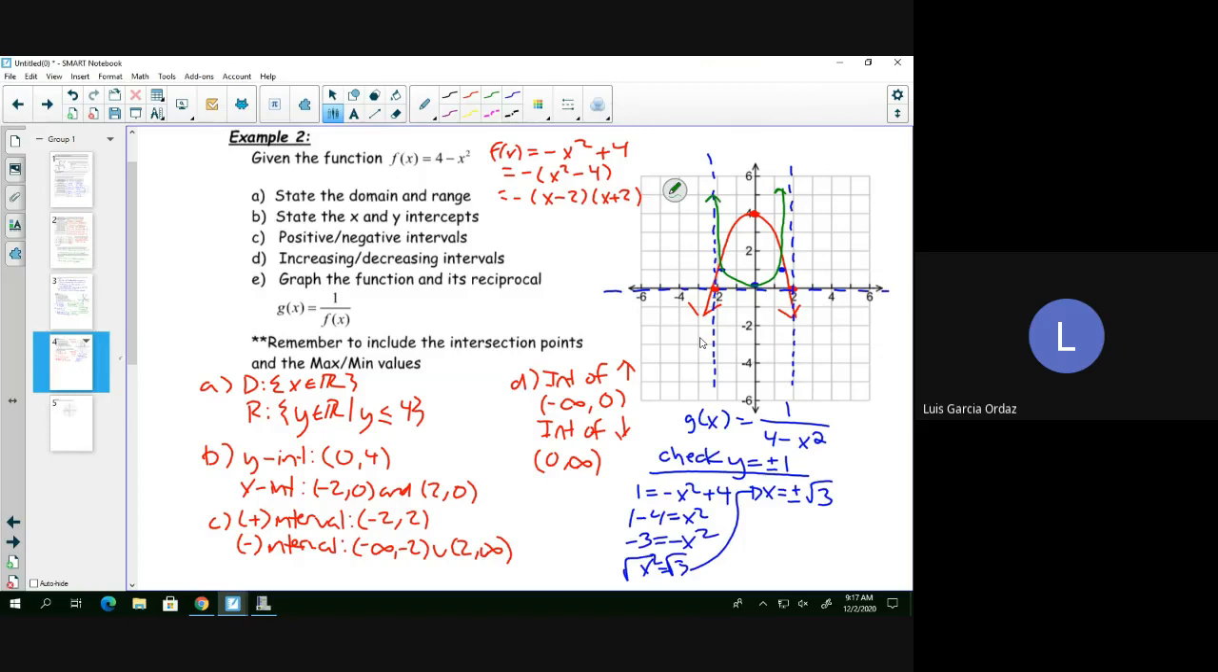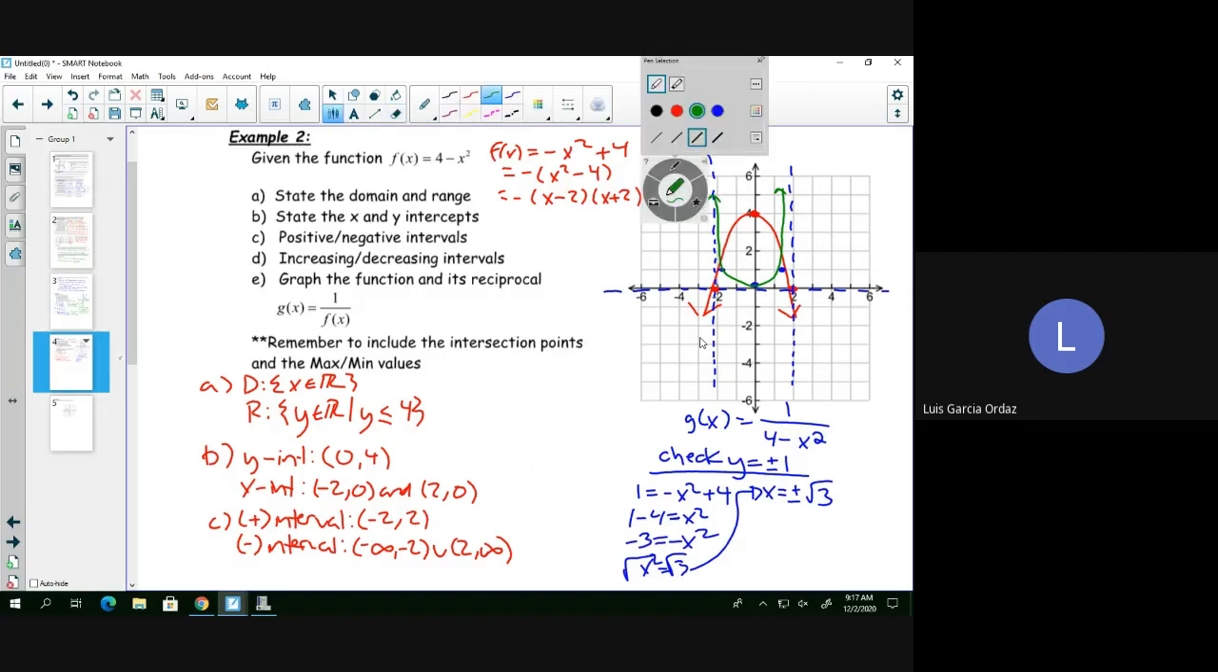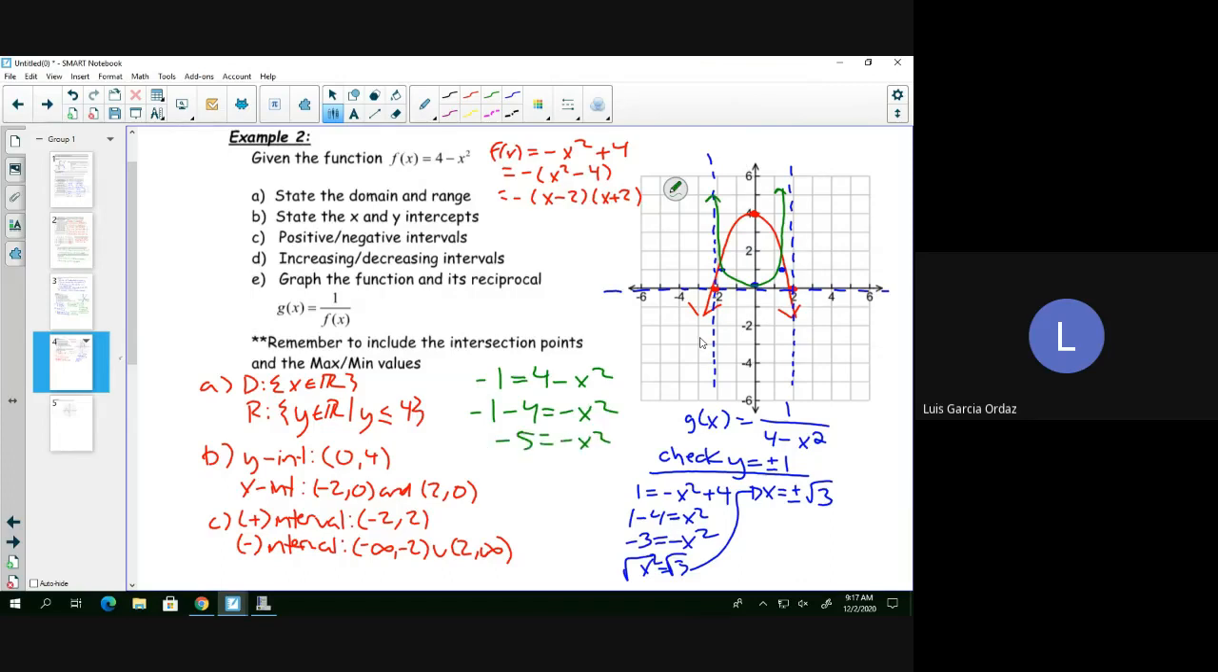So now we're going to check for -1. We have -1 is equal to 4 minus x squared. So 1 minus 4 is equal to -x squared. -5 is equal to -x squared. Divide both sides by -1, and we get x squared is equal to 5. So we get x is equal to plus or minus root 5.